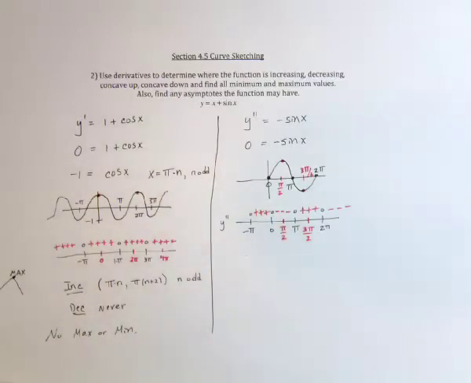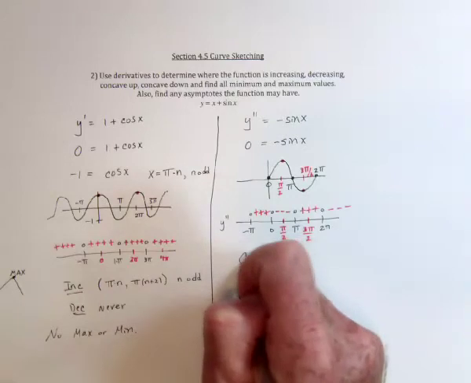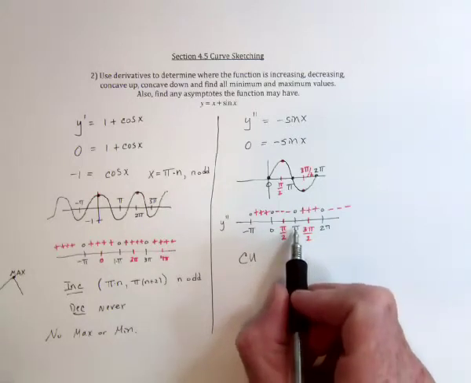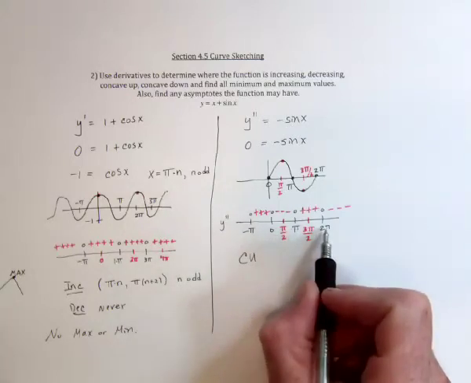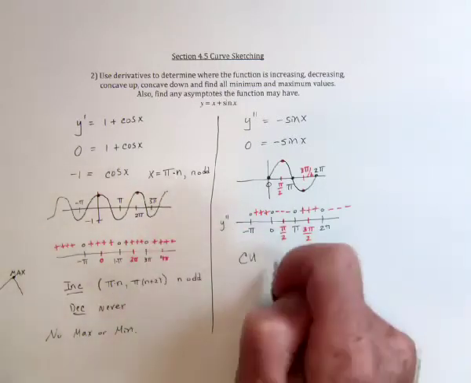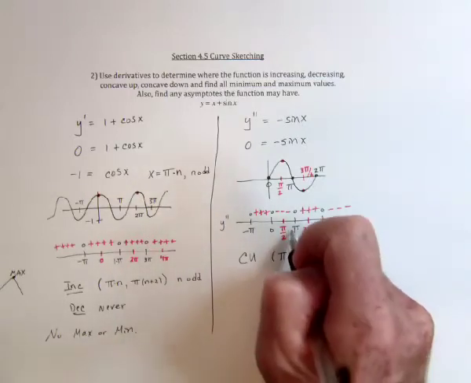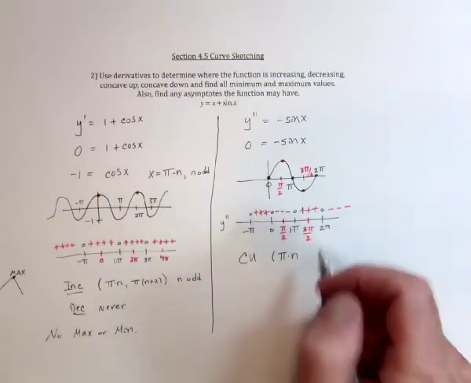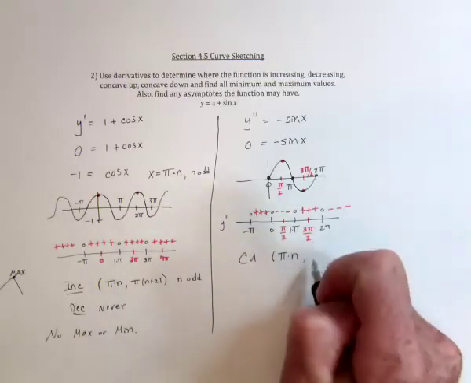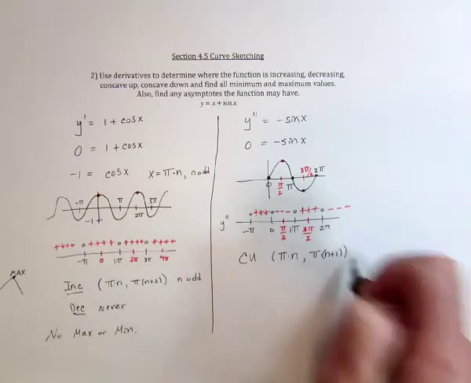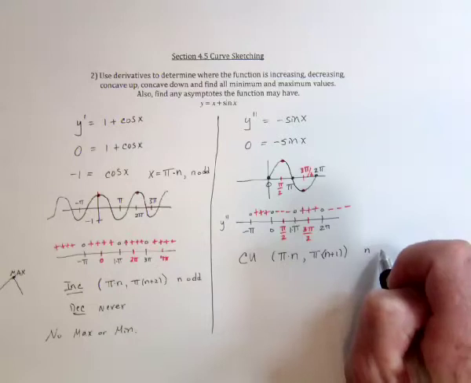So we've got concave up. So that's from, let's see, this is an odd multiple of pi to an even multiple of pi. So I could still use this idea of n being odd, go from pi times n, like this one, 1 times pi, to the very next one. So it's going to be pi times n plus 1. And then again, that's n being odd.